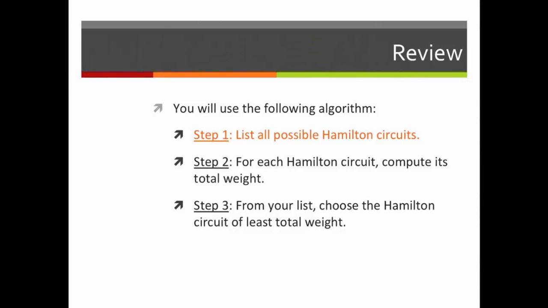You're going to use the following 3-step algorithm. Step 1, list all possible Hamilton circuits. Step 2, well, let me just say, etc., because in this lecture I want to concentrate on thinking about that first step. The first step in the algorithm says you've got to list all the possible Hamilton circuits in your graph.